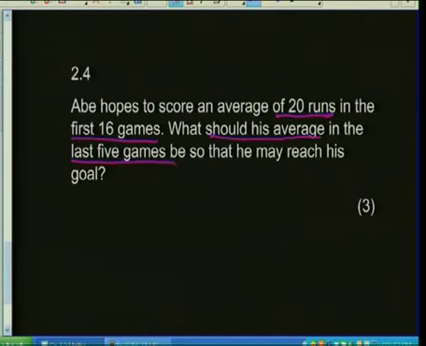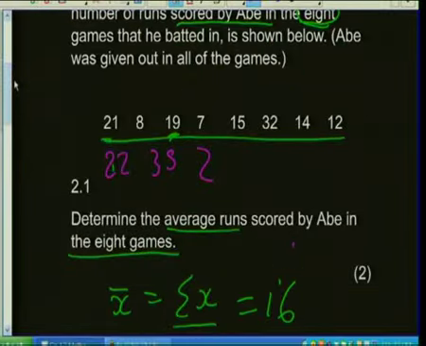So now Abe wants to play 16 games. After playing 16 games, he aims to have an average of 20. From our data set, we have 1, 2, 3, 4, 5, 6, 7, 8, 9, 10, 11. So how many more games does he want to play? 5 more games. But he wants to get certain runs in such a way that his average is 20.